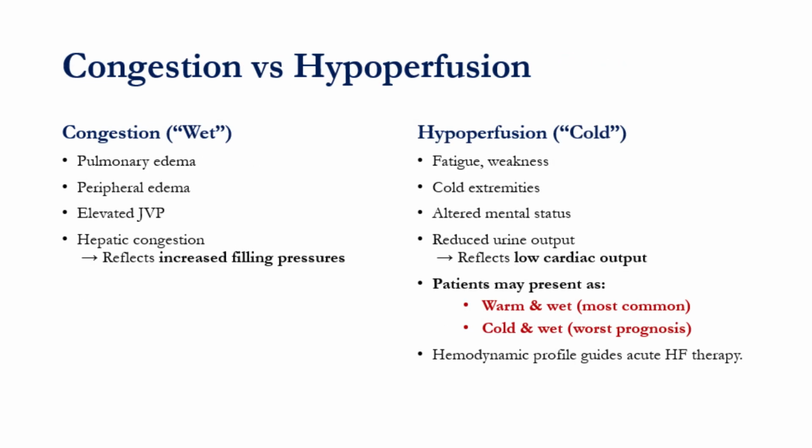Heart failure patients are often categorized according to congestion and perfusion status. Congested, or wet, patients exhibit pulmonary edema, peripheral edema, elevated JVP, and hepatic congestion due to increased filling pressures. Hypoperfused, or cold, patients demonstrate fatigue, cold extremities, reduced urine output, and altered mental status due to inadequate cardiac output. The most common profile is warm and wet, whereas cold and wet patients have the worst prognosis.